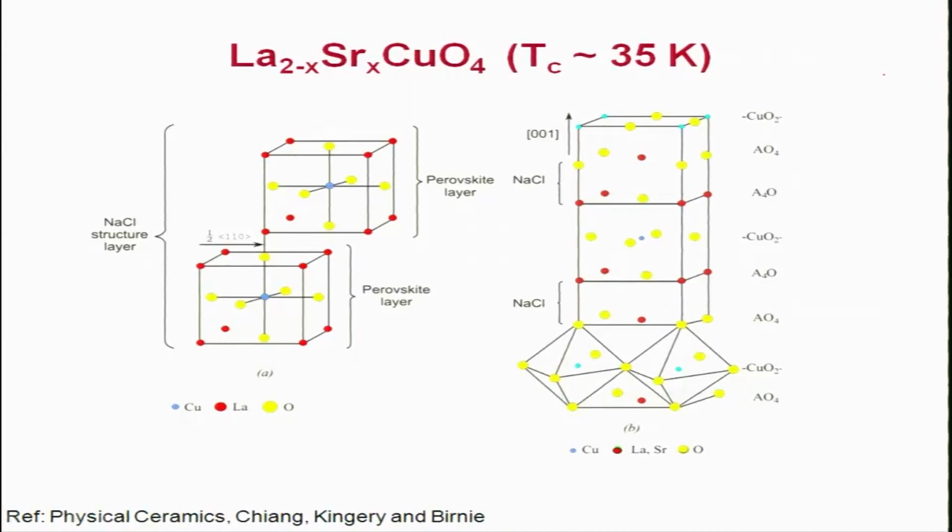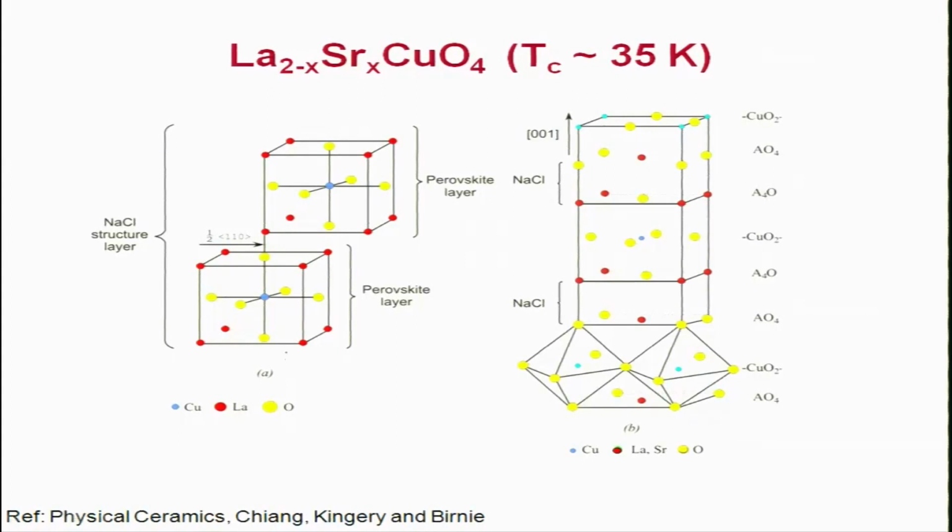So, for example, lanthanum strontium copper oxide, this is also a superconductor. Basically, the parent compound is lanthanum copper oxide, in which strontium is doped at the site of lanthanum. As a result, you change the stoichiometry of this material to some extent. So, the oxygen stoichiometry will change. This has a Tc of 35 Kelvin. This again is built of perovskite layers.